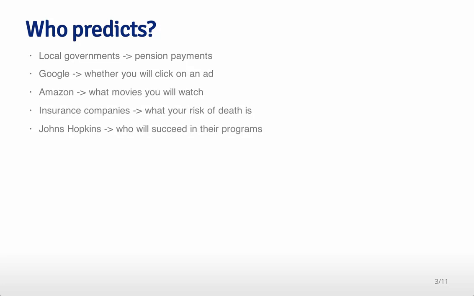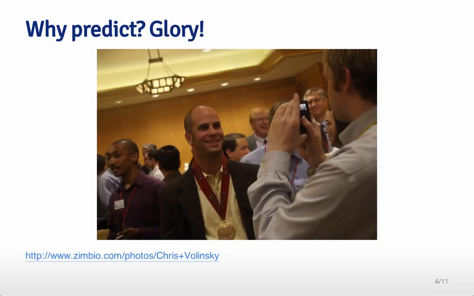All of these different prediction tasks are performed by a variety of different organizations, and they're performed at different levels. So some of them are very complicated. Predicting which ad you might click on might have a whole bunch of predictors, and it might be based on quite a complicated machine learning algorithm. In some cases, it might be a lot simpler in terms of what you're trying to predict. Either way, it's an important component of basically every major organization these days. So why would you predict things? Well, one is glory. This is a picture of Chris Volinsky. He's a member of the team that won the Netflix prize.